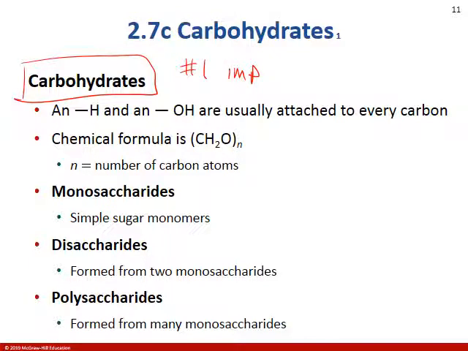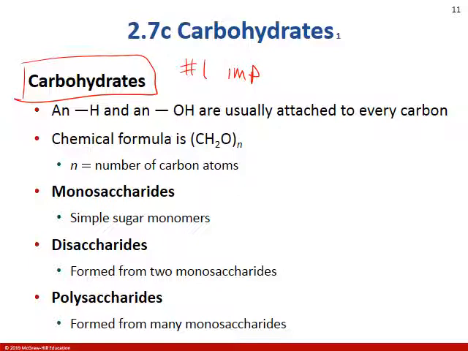So I think this is probably the number one important macromolecule. Again, that's just my opinion, right? If you don't have lipids, you can't have a plasma membrane, so that's pretty important too. But this is kind of the fuel for our body. Without carbohydrates, we'd have to work really hard to extract energy from fats and proteins.